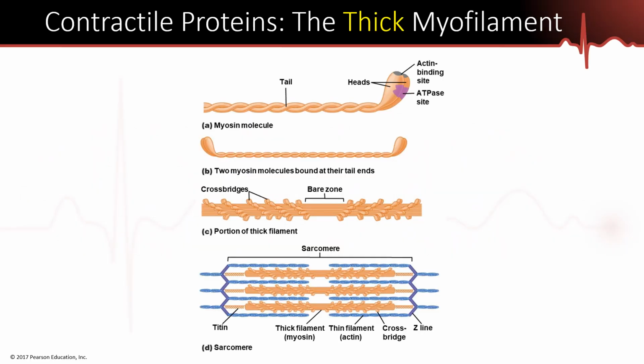Within each head of a myosin protein that exists within the myosin filament, there's first of all a site that binds and breaks down ATP. It's called an ATPase site. And additionally, within each head, there's what is called an actin binding site.